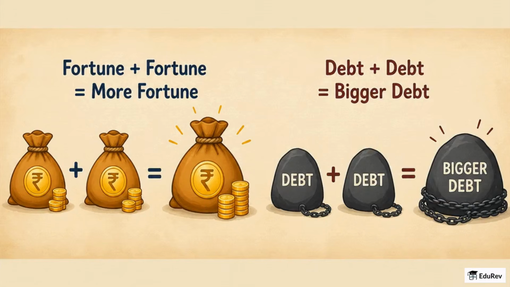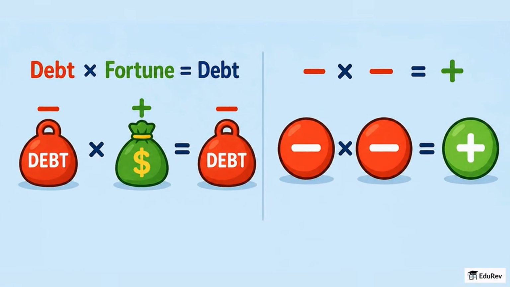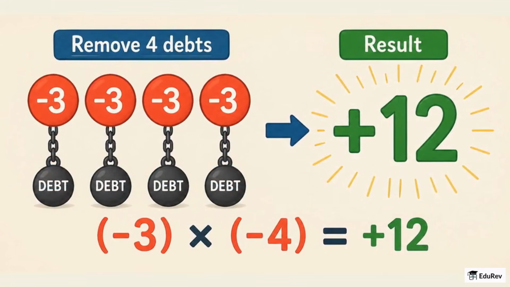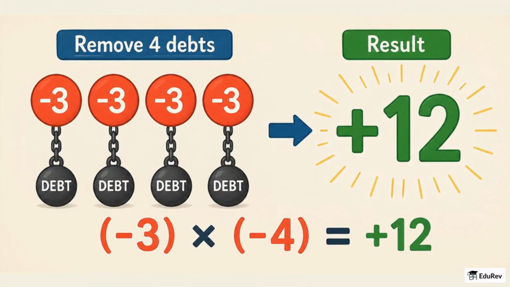He gave easy rules. A fortune plus a fortune stays a fortune, and a debt plus a debt is a bigger debt. If you multiply a debt by a fortune, you get a debt, and minus times minus gives a plus. Think of removing debts. Taking away 4 debts of minus 3 makes you plus 12. So minus 3 times minus 4 is plus 12.